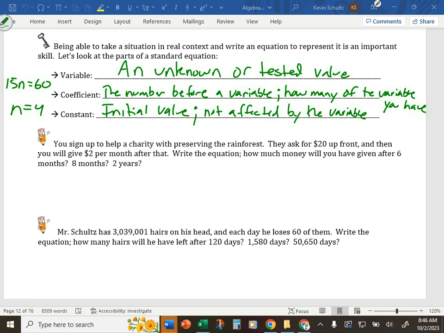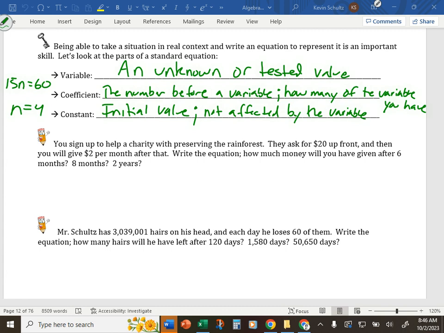Okay, so here we go. You sign up to help a charity with preserving the rainforest. That's noble of you. They ask you for $20 up front, and then you'll give $2 per month after that. Okay, so you give $20 right away, and then however long you're a part of this charity, it's $2 per month. What's the equation that represents the situation, and how much money will you have given after 6 months, 8 months, and finally 2 years?